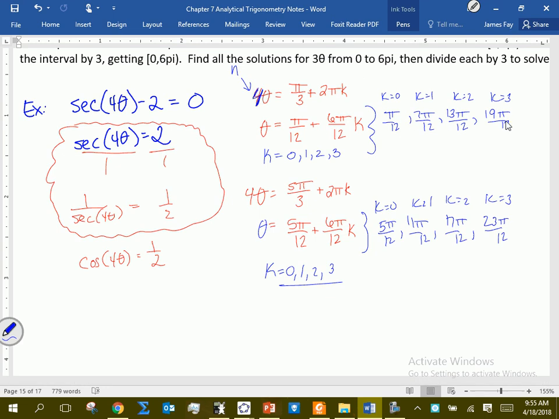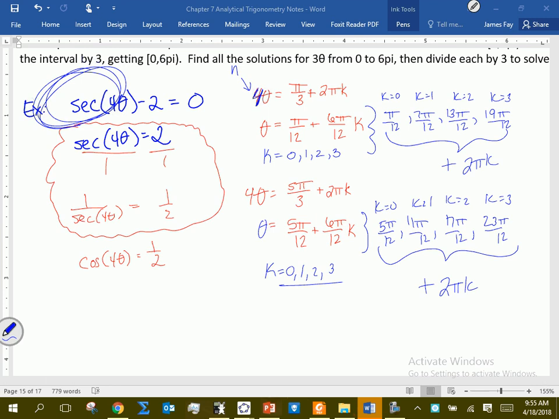Okay? If I wanted the infinite solutions, we're going to take all those and add 2 pi k to them, because the secant function has the same period as its reciprocal cosine function. Okay? If it was the tangent or the cotangent, what would you be adding?